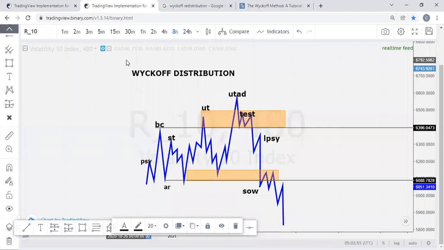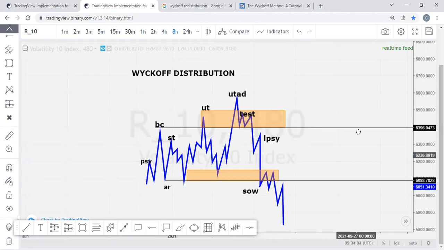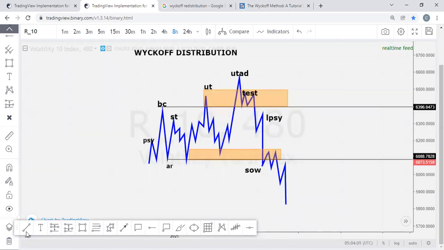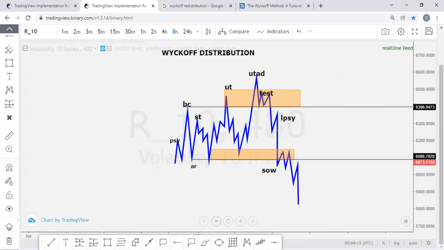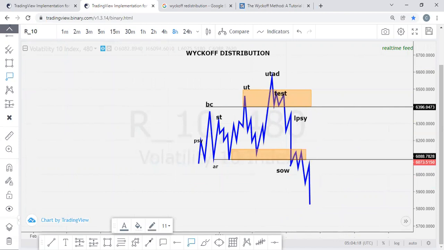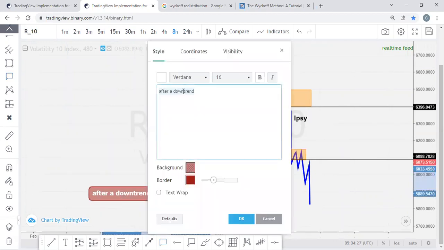So basically, you want to see this pattern play out after a prolonged uptrend. So you can zoom, let me bring this down a bit. You want to see this thing form after a prolonged uptrend. So you can bring our callout to here. You see, after an uptrend. The previous one was after a downtrend. So you want to see this schematic form after an uptrend.